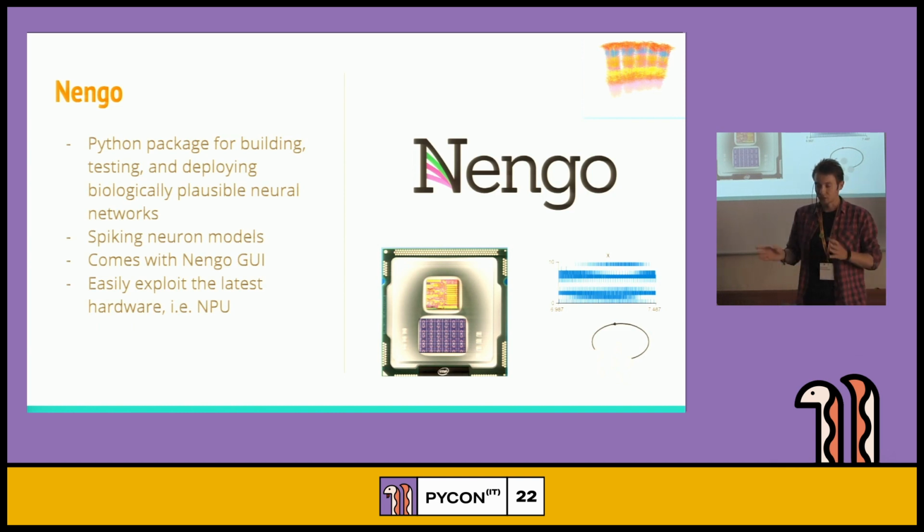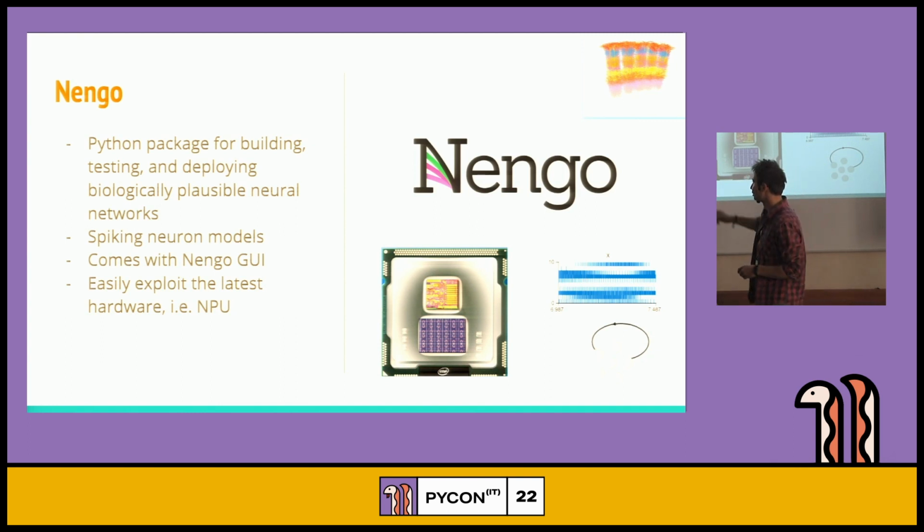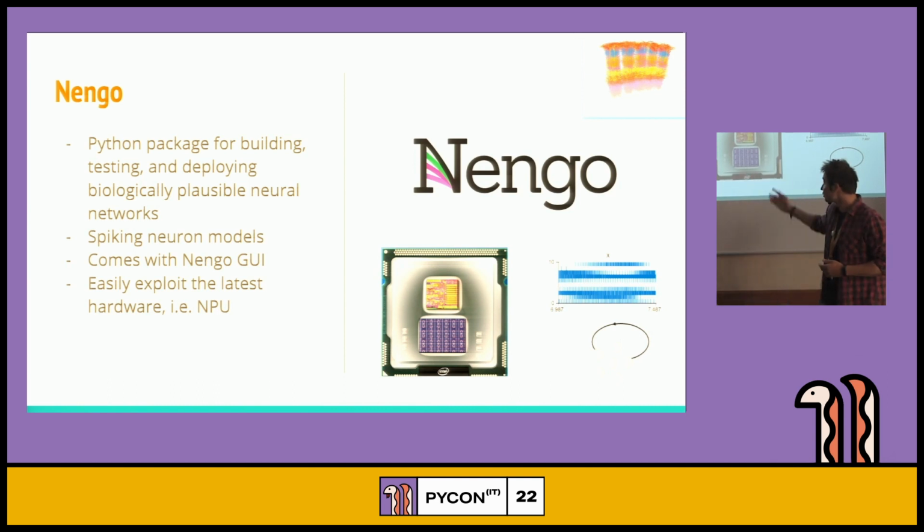Nengo comes with a GUI that I will showcase in a second, and it's quite easy to exploit on the latest hardware, for example, neural processing units. One commercial NPU that I know of, released by Intel, is called Loihi. If you implement your algorithms with spiking neural networks, then you can achieve very good energy efficiency. For example, you can solve the MNIST classification task, but it will consume 10 to 20 times less energy on those units.